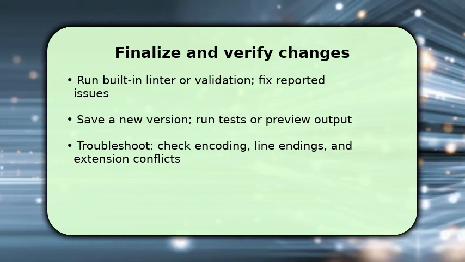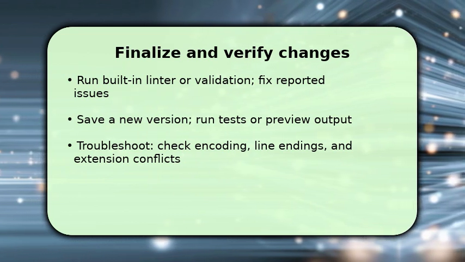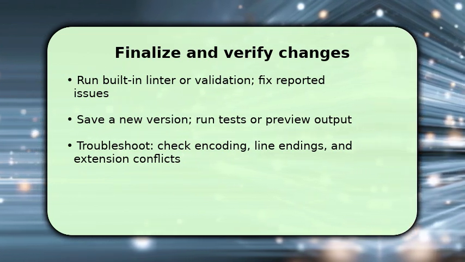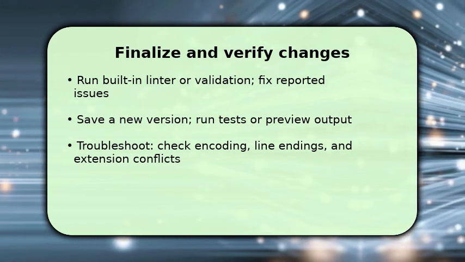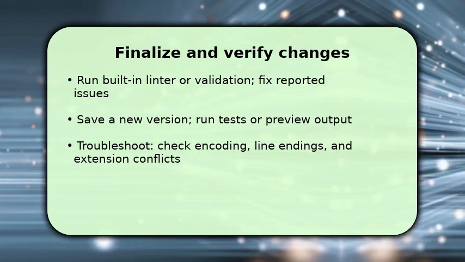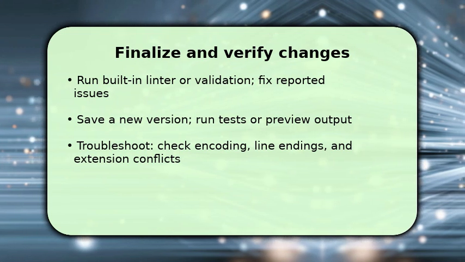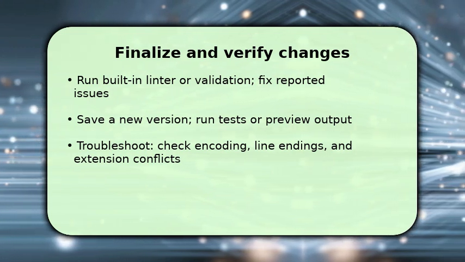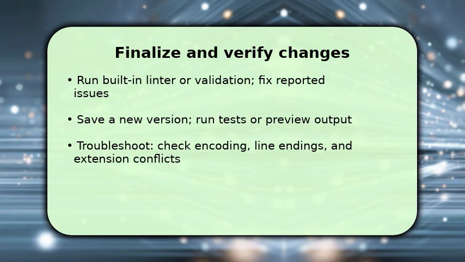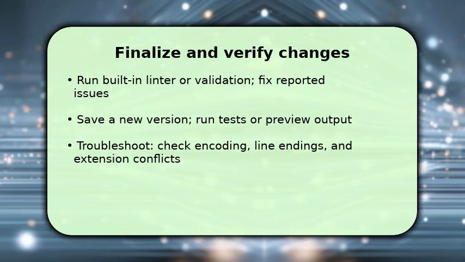If something fails, revert to the backup and inspect encoding and line endings first. Those cause many invisible issues. Also disable recent extensions to rule out conflicts. After these checks, commit or export the final file, and you're done. Your edits are verified and reproducible.